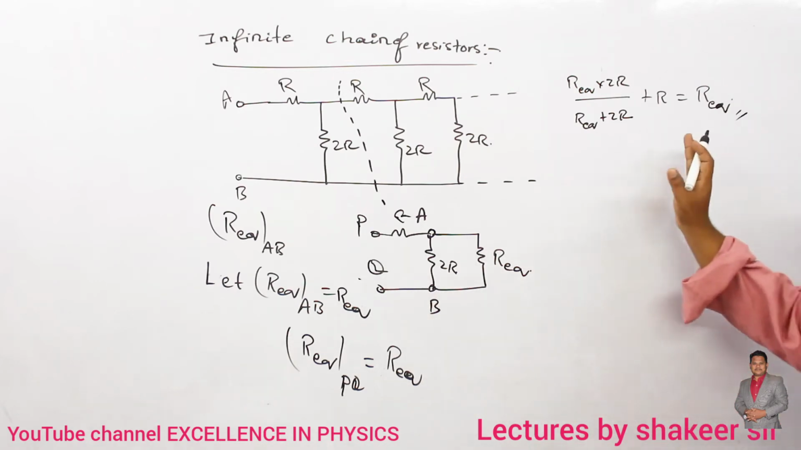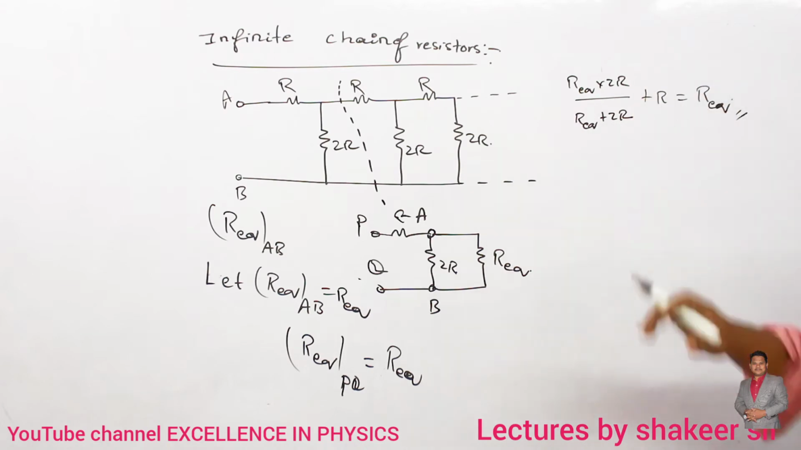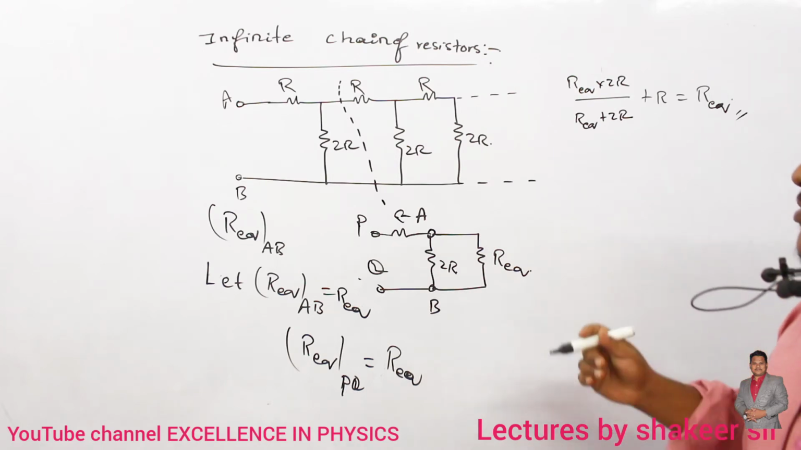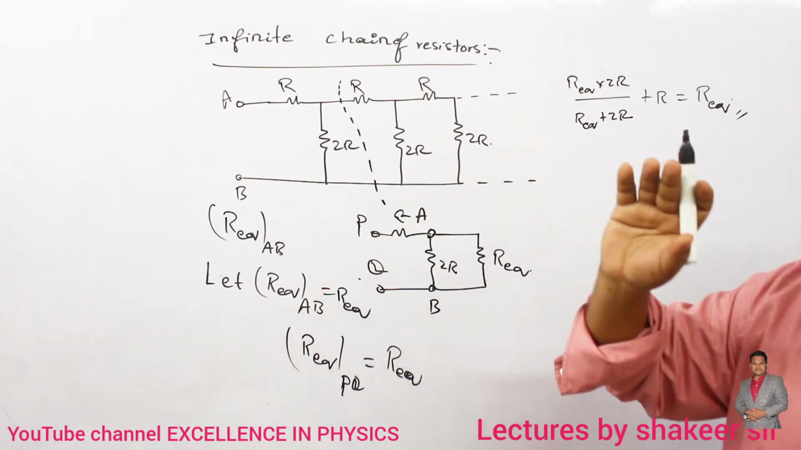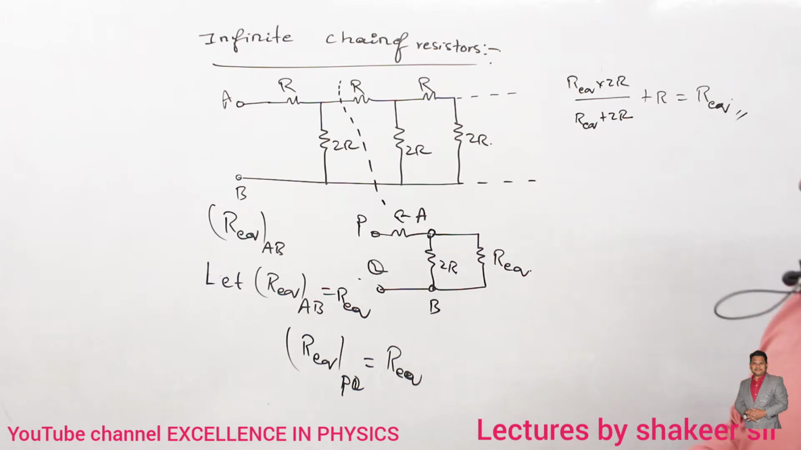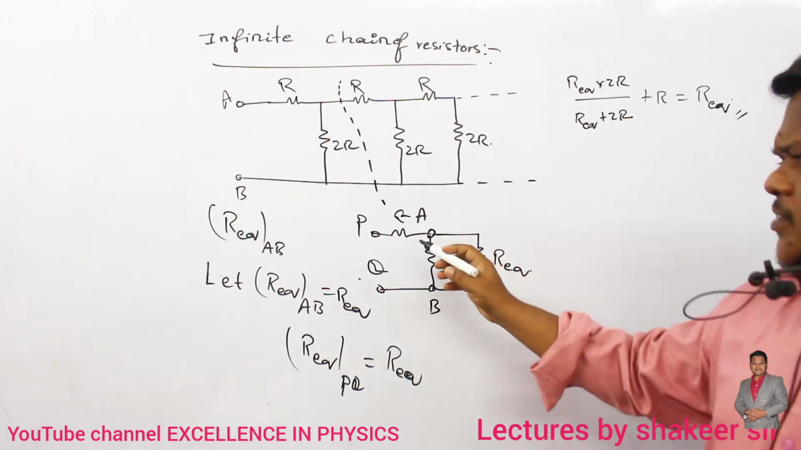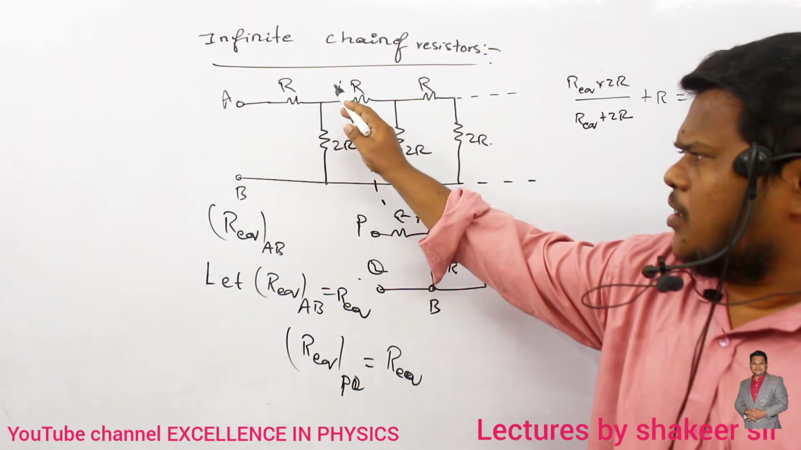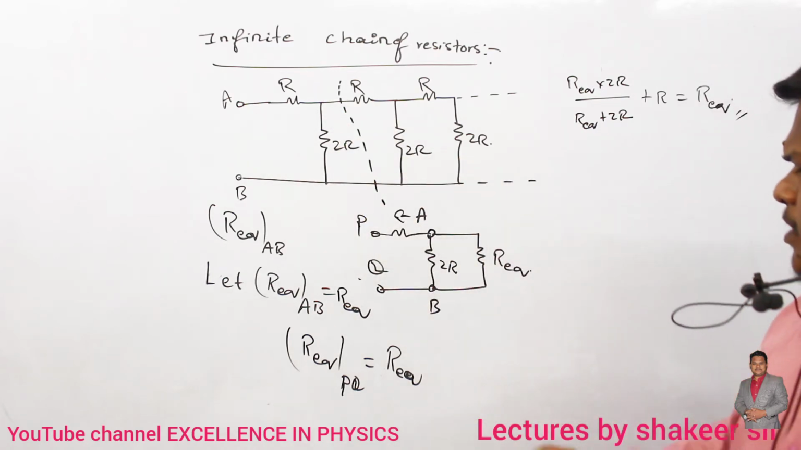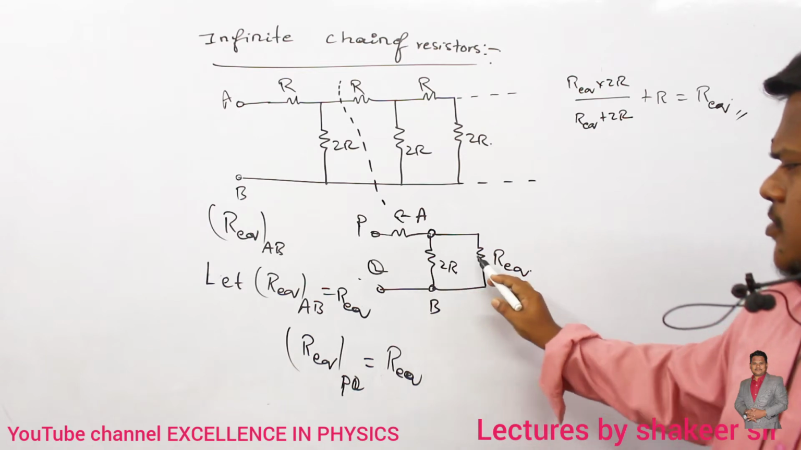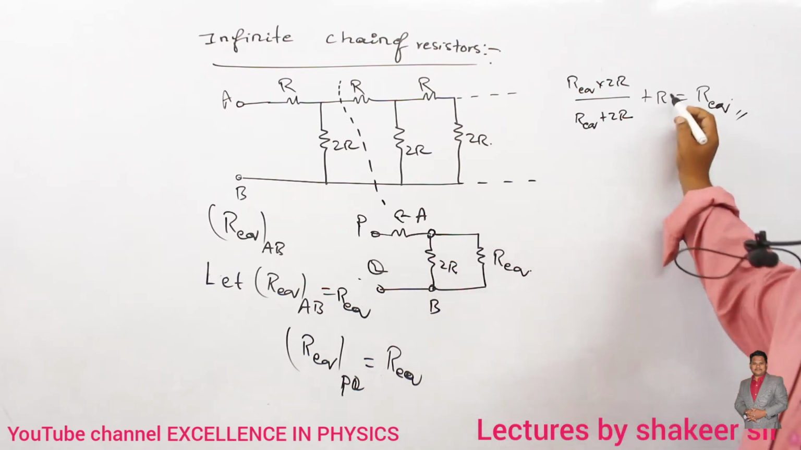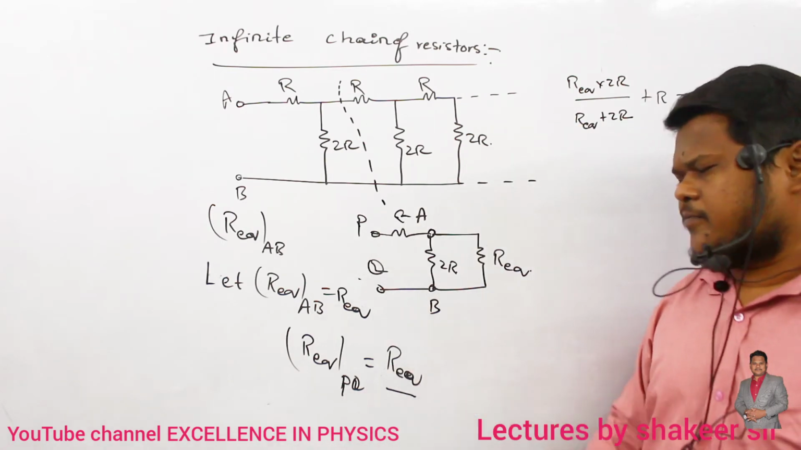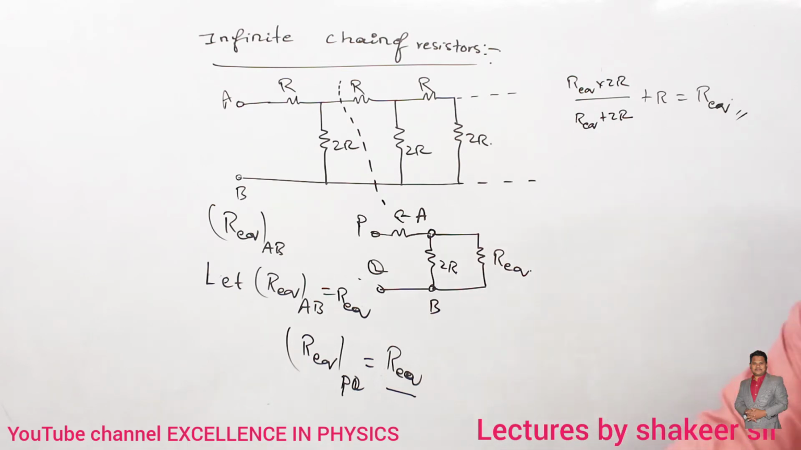Have you understood how we are writing this equation? This is an infinite chain of resistors, so if I add one branch or remove one branch, nothing is going to happen here. What I have done is, I have assumed total equivalent resistance between A and B to be R equivalent. I have added one more branch. R and 2R will make one branch. Then these two are in parallel, and to this combination, this one is in series. So this is the total equivalent resistance, and it should again be equal to R equivalent only, because equivalent resistance is not going to change.